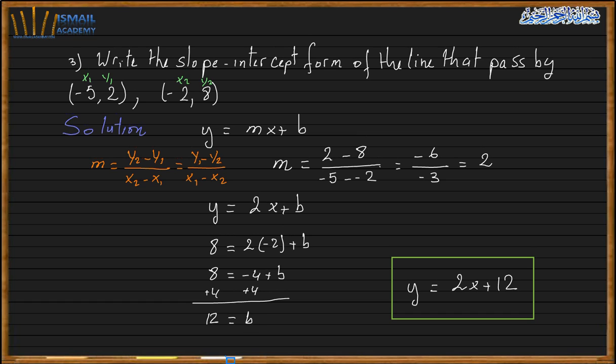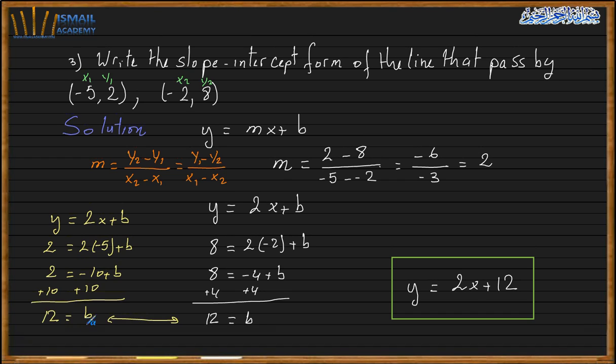The same answer if I pick the first one: 2 equals 2 times minus 5 plus b. So we'll have minus 10 plus 12. Any point you pick, you're going to get the same answer. So there is no problem to pick the first point.